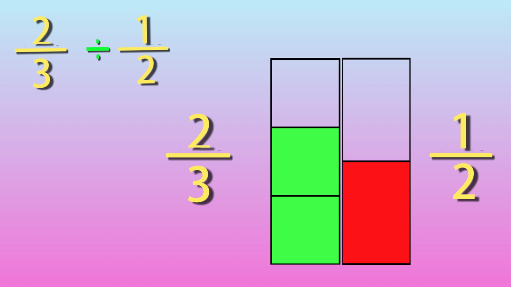Well, you can immediately see that 2 over 3 is bigger than 1 over 2, so 1 over 2 goes into 2 over 3 at least once.